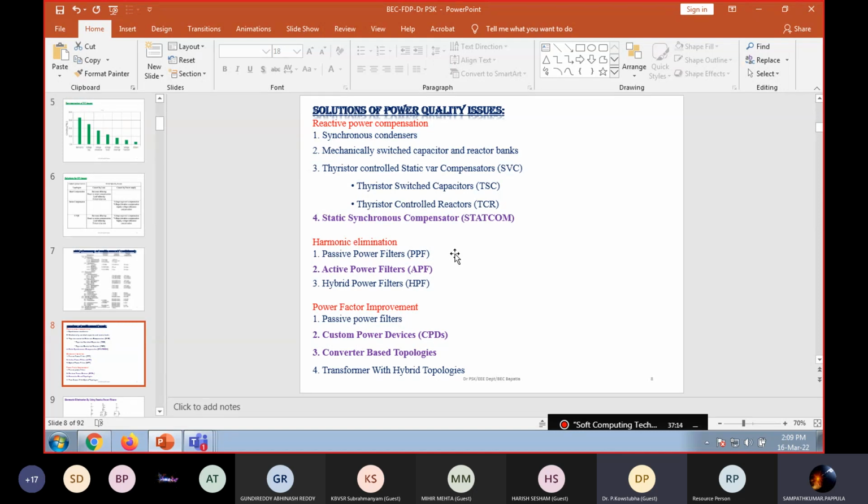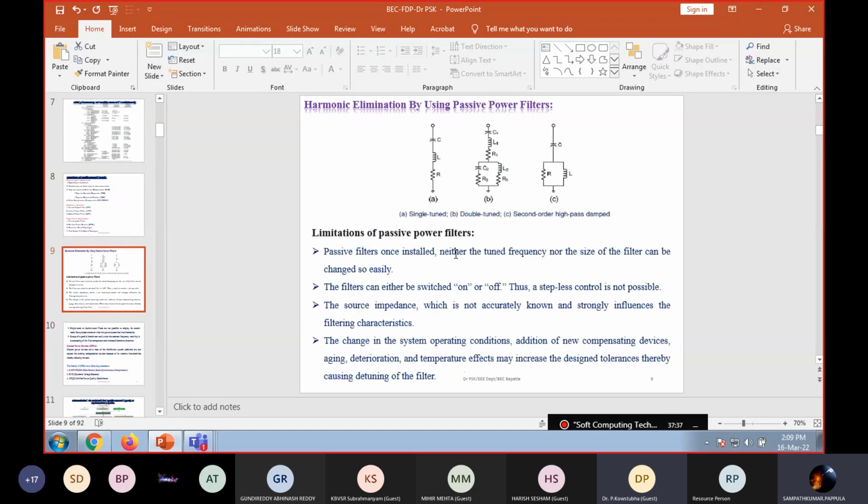If you want to reduce the harmonics in the power system, we prefer passive power filters, active power filters, and a combination of these two, that is the hybrid power filters. And for power factor improvement, you use passive power filters, custom power devices (CPDs), and converter based topologies. Let us see one by one here.